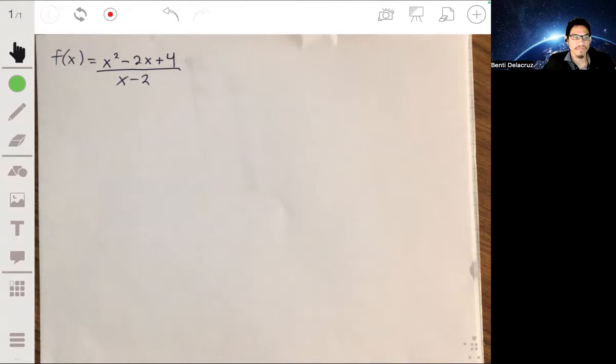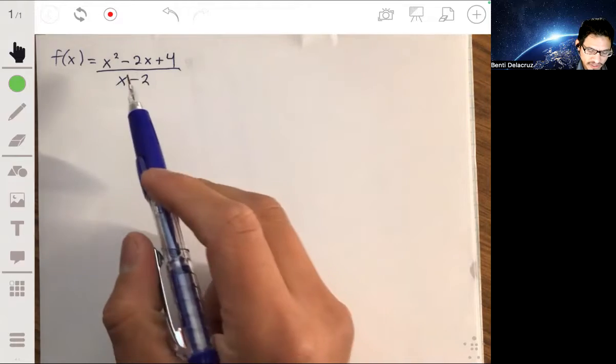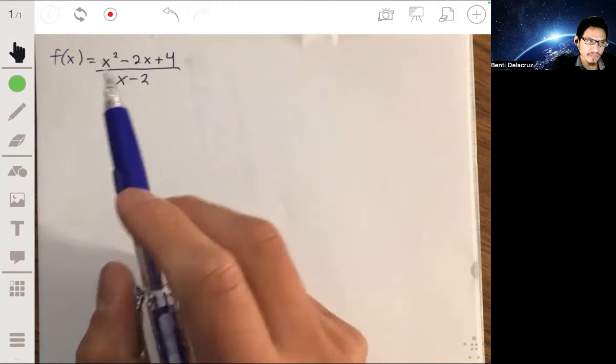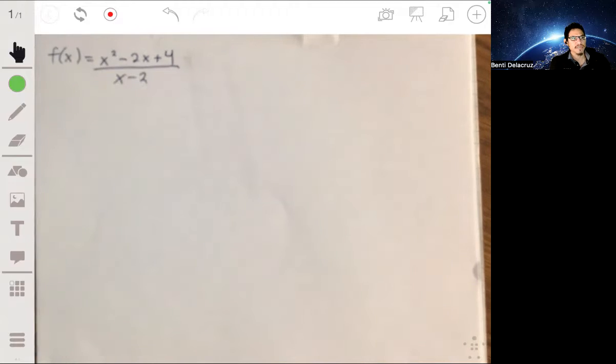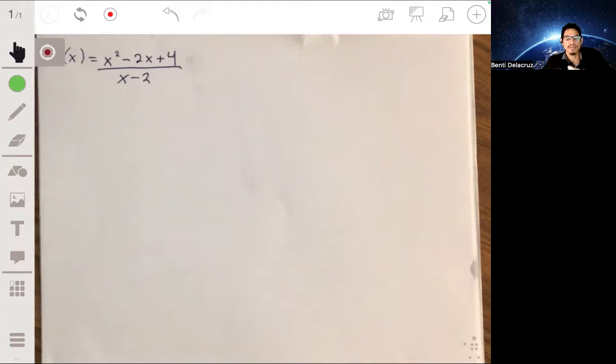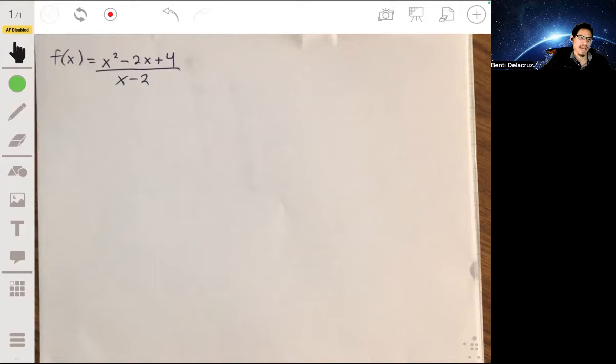All right, so in this video, our goal is to be able to graph or make a sketch of any function. So we're going to be looking at this function where f of x is equal to x squared minus 2x plus 4 over x minus 2. When we say that we're going to make a sketch, we want to show all the characteristics of the function: where it's increasing, where it's decreasing, relative maximum, minimum, asymptotes, intercepts, the end behaviors, all that.